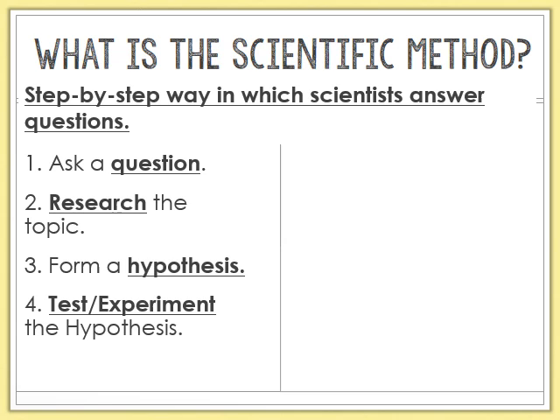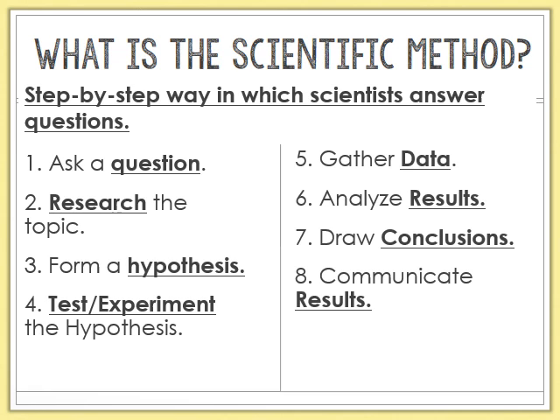You have to form a hypothesis, obviously, and there's a specific way that you write a hypothesis that we will be discussing. And then from there, you test or run your experiment. Next, you collect your data. So while you're running your experiment, you're gathering your data, and then you have to analyze that data, and you do that by coming up with your results. Then you draw conclusions, and you have to communicate your results.